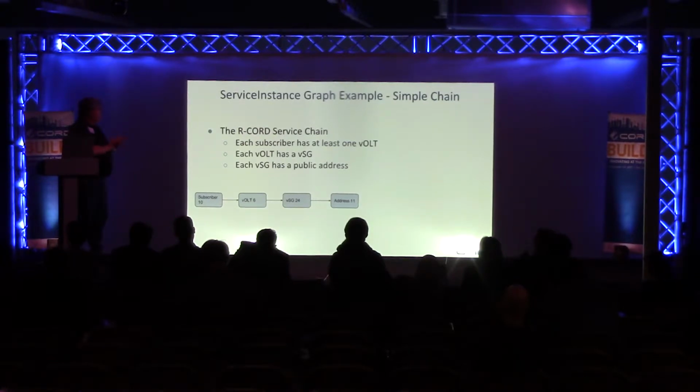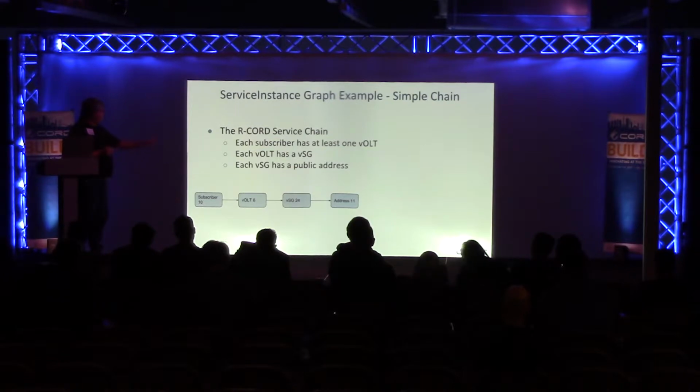So let's take a look at a simple chain of services. This is right out of RCord, and this is the chain you would have for a typical RCord subscriber. All of these are numbered because each service instance has a unique ID. So for example, subscriber 10, perhaps it is subscribed to VOLT 6. And then VOLT 6 has a link to VSG number 24. And then VSG 24, maybe it uses public address number 11. The boxes are all service instances. The arrows are all service instance link models.